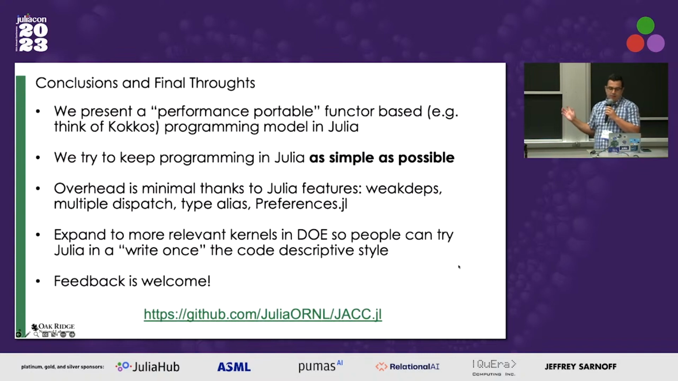So conclusions, final thoughts: we are presenting this performance portable, functor-based programming model. Think of Kokkos. What if Kokkos was written in Julia? These are not new ideas, but there's no implementation today. So the motivation: we try to keep programming in Julia as simple as possible, especially for scientists who don't have time to program, but to write papers, and overhead is minimal. And we want to expand it to relevant things in the DOE, especially the kernels we want.